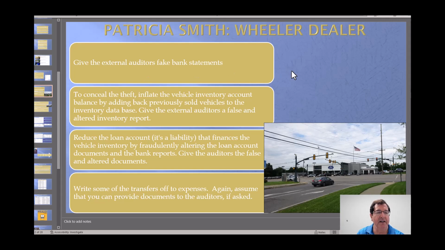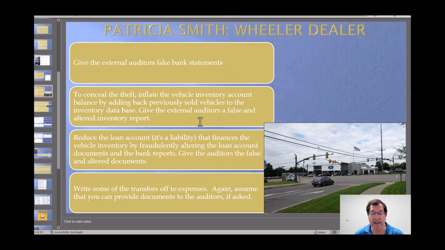How did she conceal her fraud? Fake bank statements. And one thing that we do know is that auditors need original documents straight from the source, as in the bank, not bank statements from the accountant.